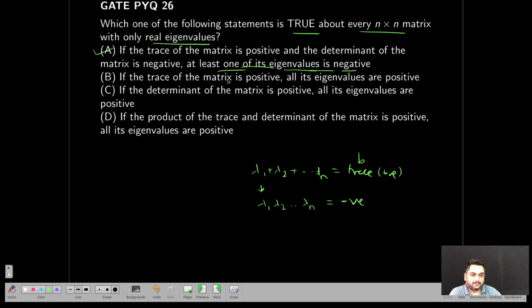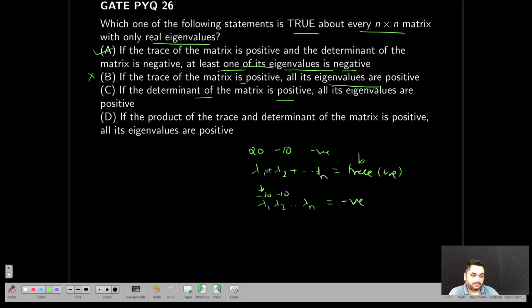If the trace of the matrix is positive, all its eigenvalues are positive. It need not be true. For example, lambda is say minus 10 and lambda 1 is 20. If I add them, I will get a positive trace only. This is not true. The determinant of the matrix is positive, all its eigenvalues are positive. Need not be true. I can have minus 1, minus 10, minus 10.